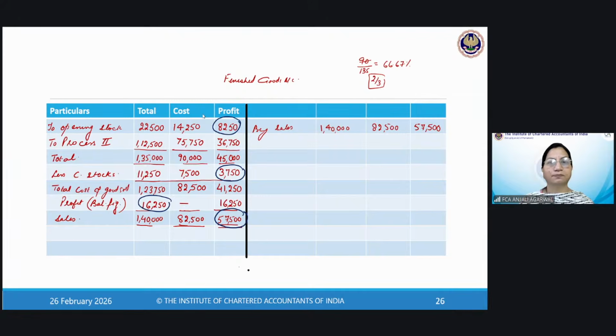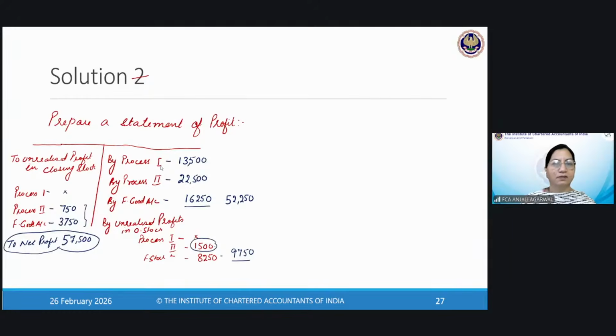Okay. Any questions in this, or is it clear? All right. So this is how you prepare the statement of profit and you can verify your answer. So this was about inter-process profits.